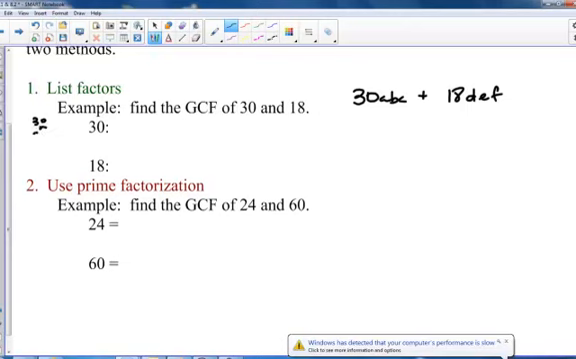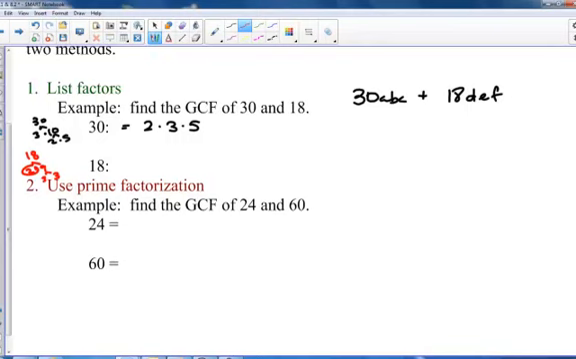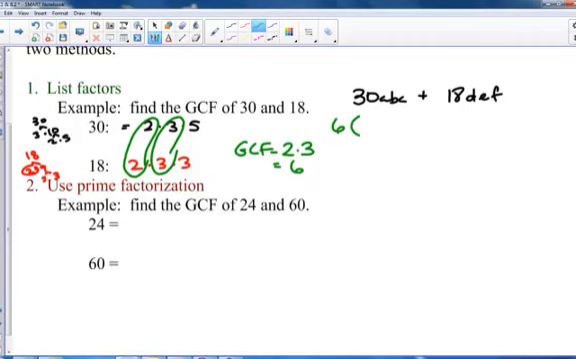So 30 is 3 times 10, and 10 is 2 times 5. So 30's prime factorization is 2 times 3 times 5. 18's prime factorization is 2 times 9, and 9 is 3 times 3. So it's 2 times 3 times 3. Now, in common, these have 1, 2, and 1, 3. So the greatest common factor is the things that they have in common multiplied, so that is 6. So I could factor out a 6, and I would be left with 5ABC plus 3DEF.